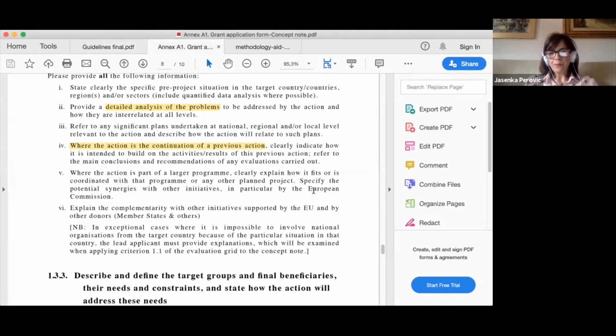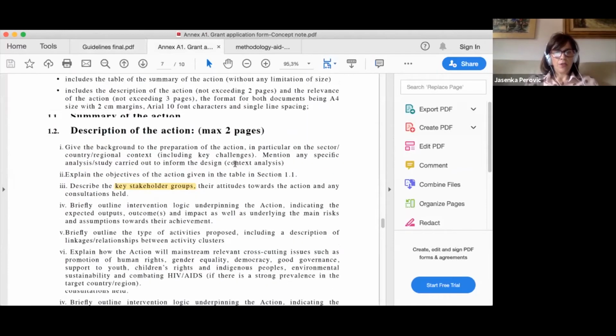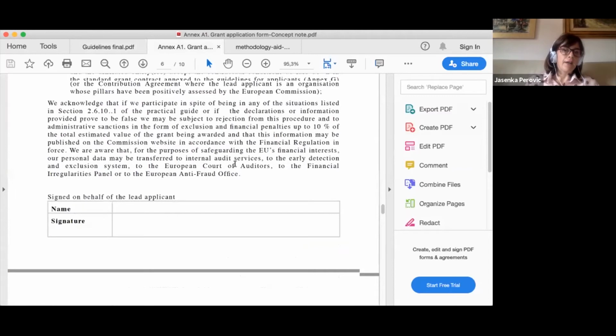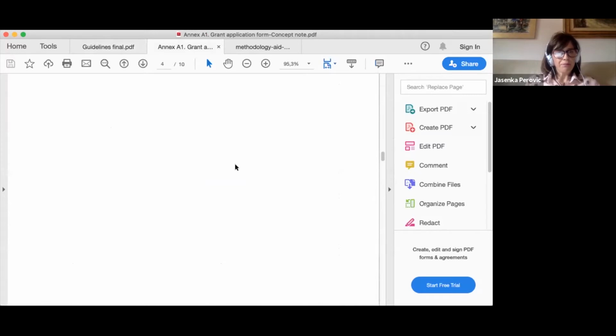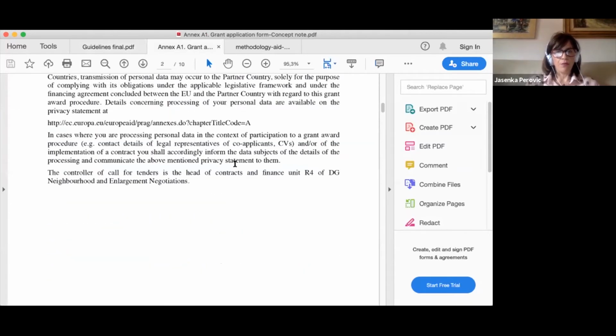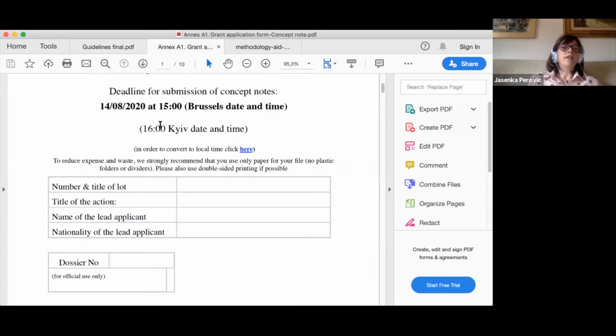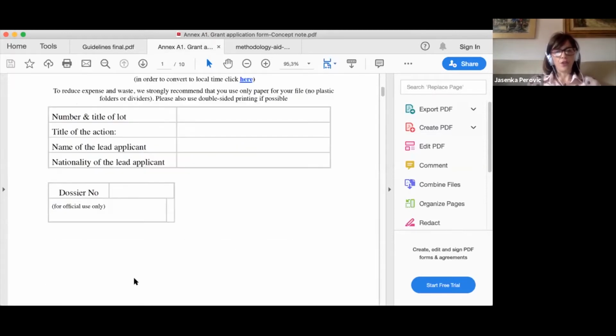Okay. I think you can all see it. So it can be downloaded from the link I've shared with you previously. And if you go through the Annex A1, as I mentioned before, on the very first page, the deadline for your application is written here. So it's August 14, 20, Kiev time, 16 o'clock. You have to fill in this table. So you write the number and title of the lot, title of the action, name of the lead applicant, nationality of the lead applicant. This dossier number is for official use.